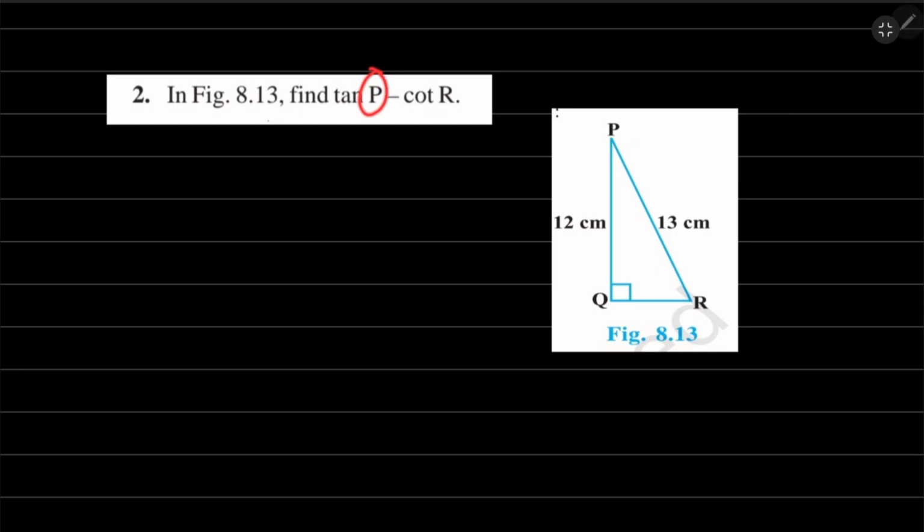Let us calculate what is tan P. So when you say tan P, your reference angle is here, right? So tan P, the angle is at P. So which is your perpendicular? This is your perpendicular. This happens to be a hypotenuse and this is your base.